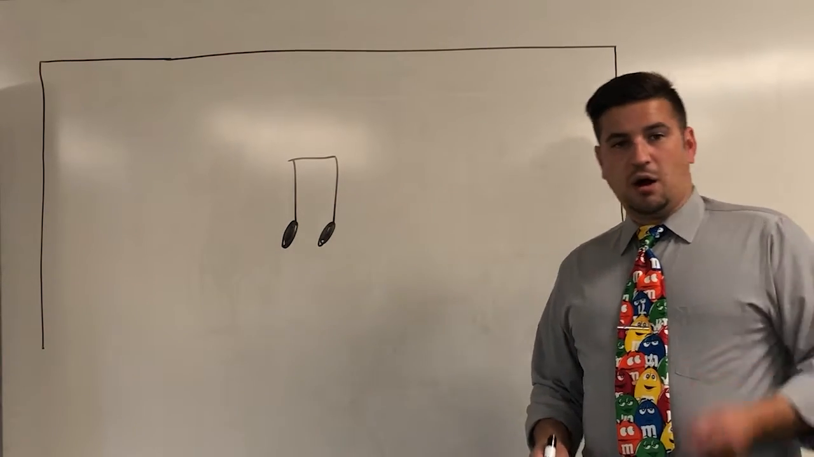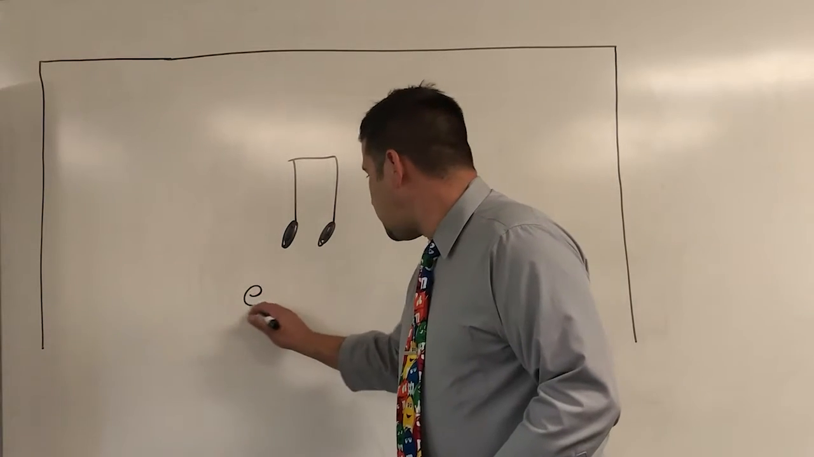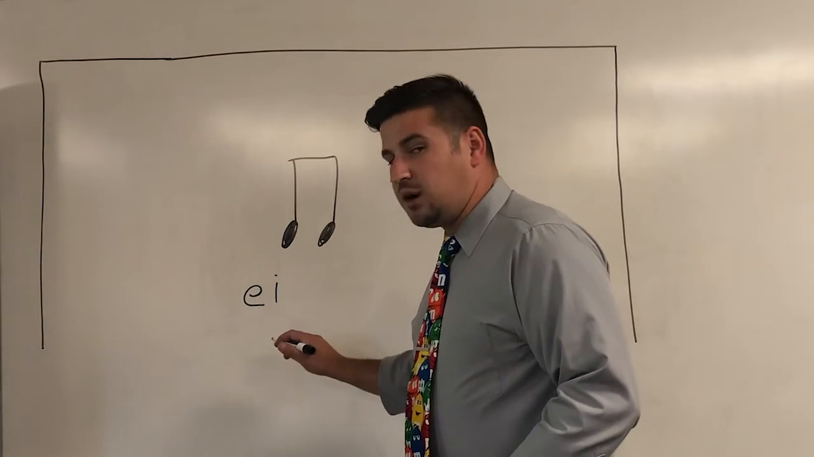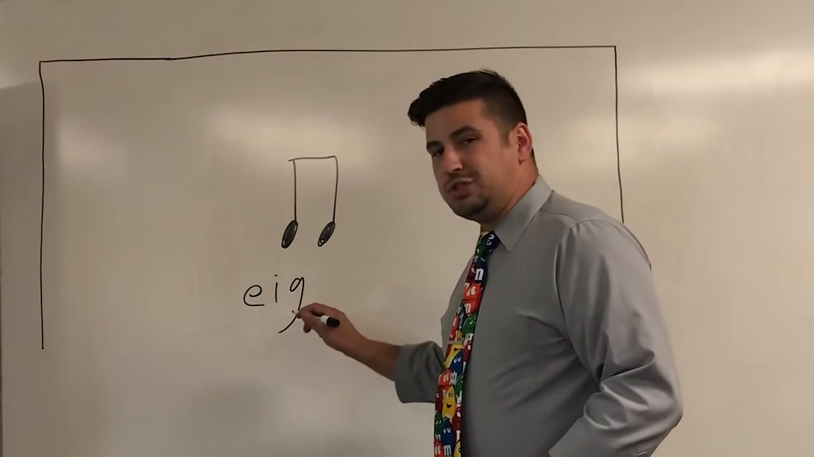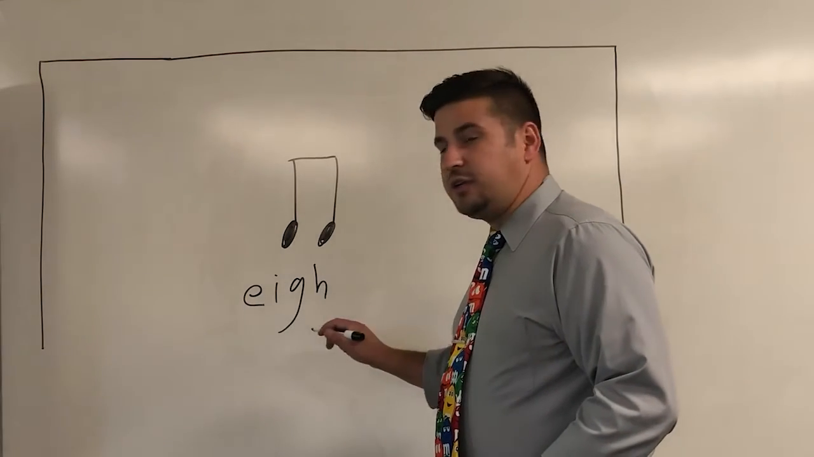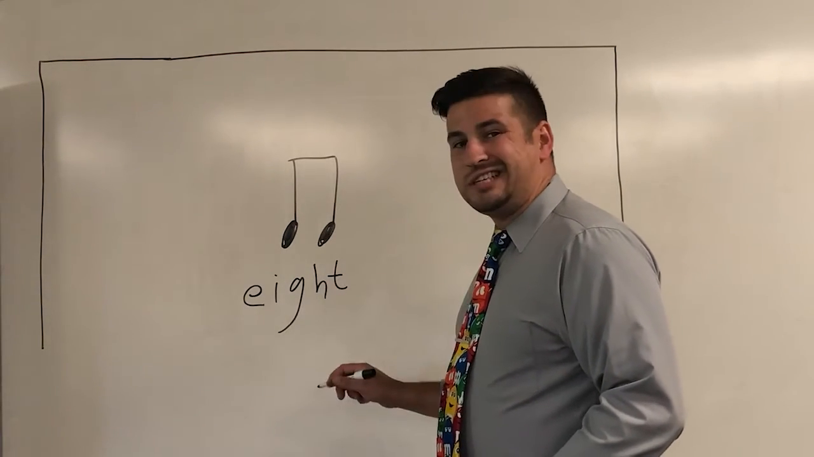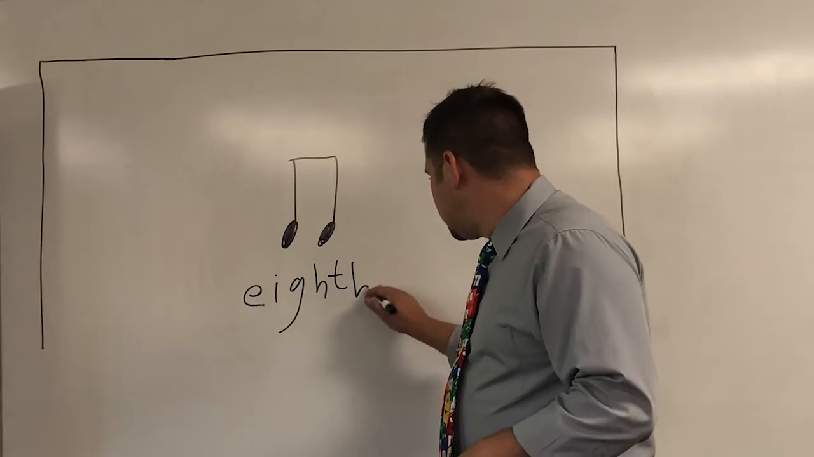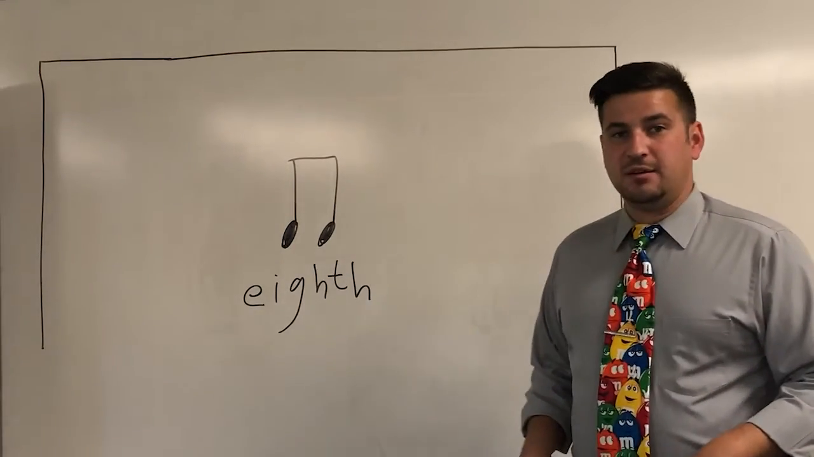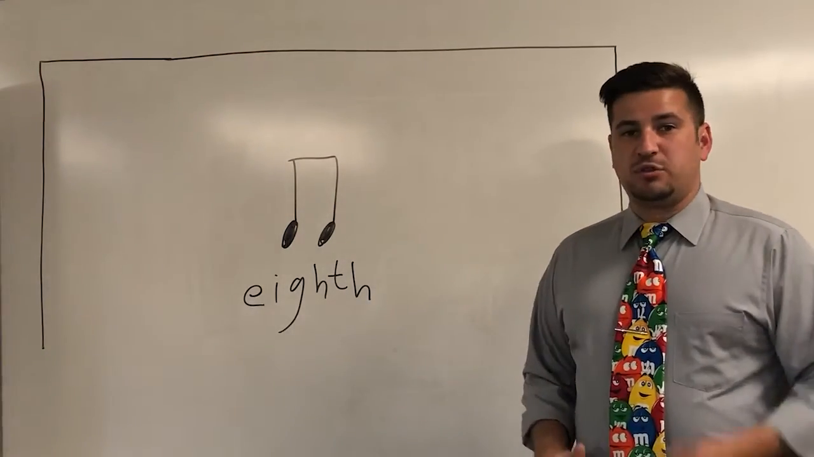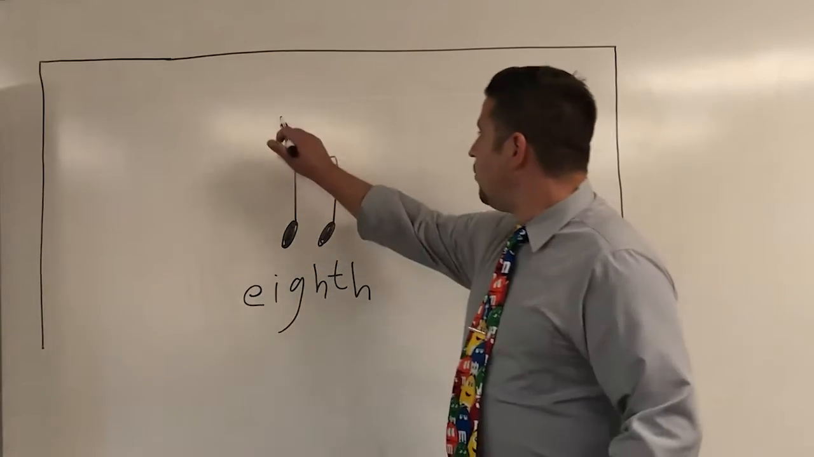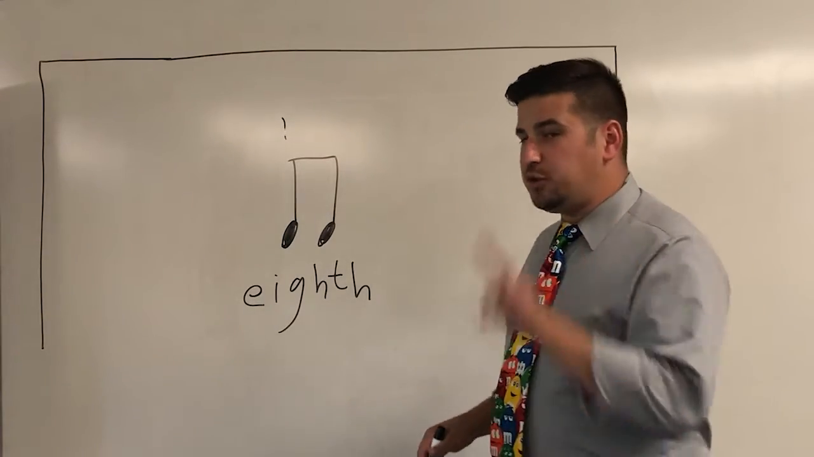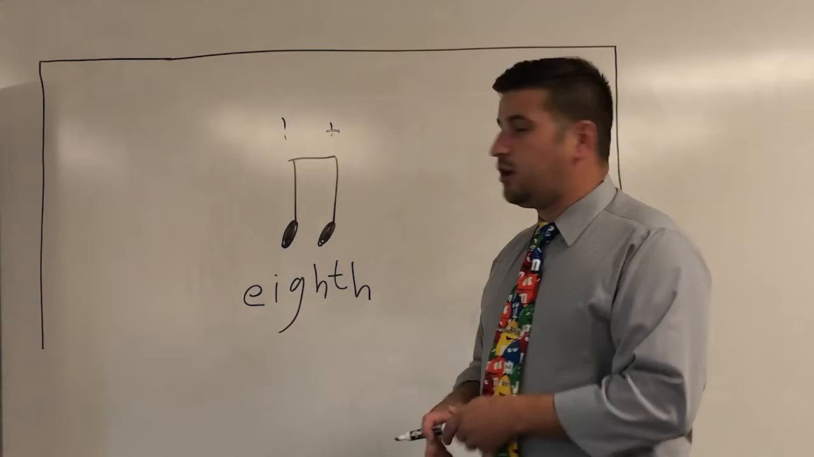All done? All right, I'll spell it with you. E, I, G, H, T, wait, H. Yeah, it's a tricky word. These are 1/8 notes. You'll never guess. For every one beat, you can fit 2 1/8 notes into this.